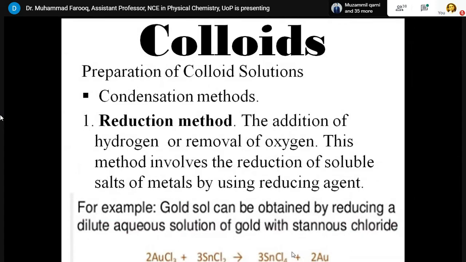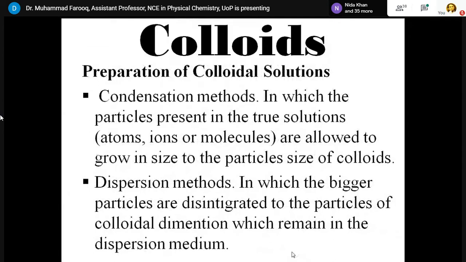Condensation methods include reduction. Already we have discussed this one. In the condensation method, the particles present in the true solution are allowed to grow in size to the size of the colloidal solution. While in the dispersion method, the bigger particles are broken into particles of colloidal diameter. So there are two main methods. One is called the condensation method, where small molecules get together, while in dispersion, the larger molecules are broken into small particles.